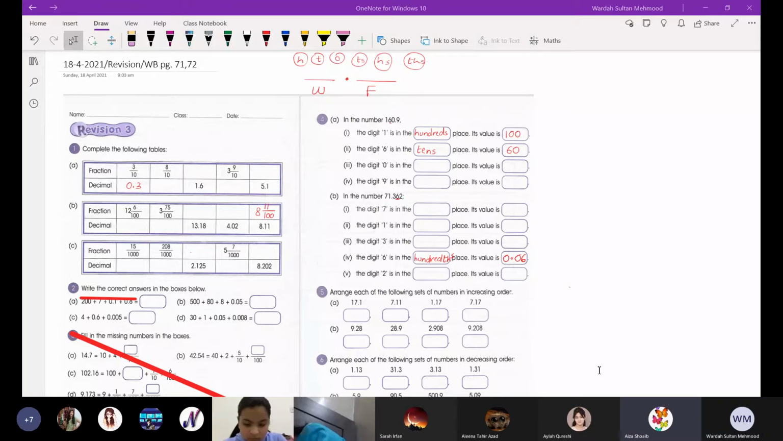Teacher, I don't understand question 2. You just have to see the places like 500, so you write 5 in the hundreds place, 80, write 8 in the tens place, then it's written 8, write 8 in the ones place. 0.05 is the hundredths place, so write 5 in the hundredths place. If there is anything missing, like here, tenths is missing, so you would write 0 in that place.